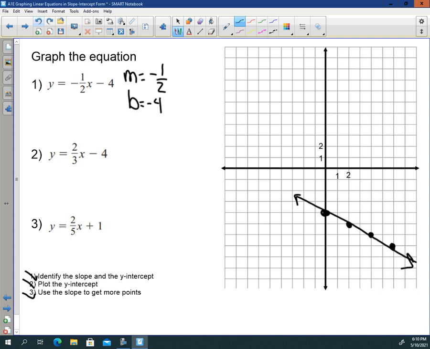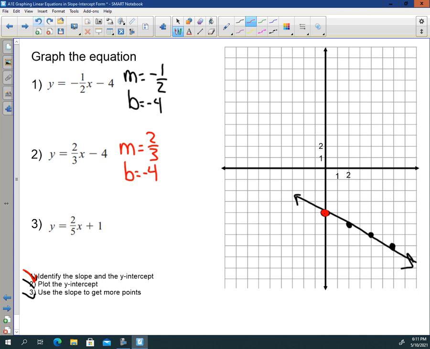All right, so we did all of that for number 1. Now let's look at number 2. We'll do this one in red. We're going to identify the slope and the y-intercept. Well, the slope is 2/3, and the y-intercept is -4. And so now we're going to plot the y-intercept. Well, the line crosses the y-axis at -4, so we count down the y-axis 1, 2, 3, 4, and we end up right about here.